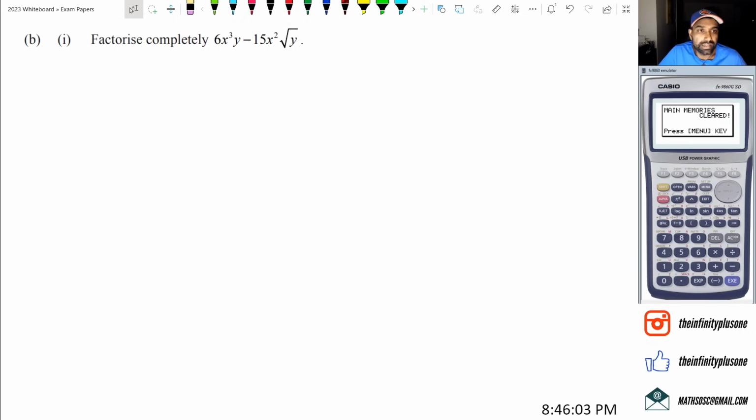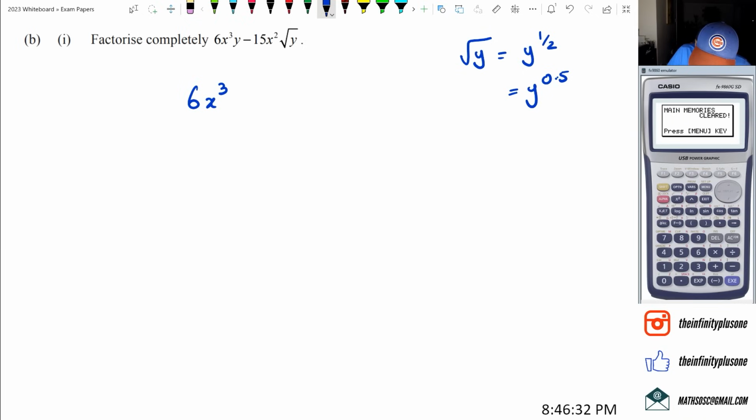What we've got here is a factorize question. So what you guys could do is replace the root y as y to the power of half. So remember that root of y could be written as y to the power of half, or if you prefer to work with decimal points, you could have it as 0.5 as well. So when we look at this, we've got 6x cubed y minus 15x squared y to the power of 0.5. So I'm going to put that as 0.5 for now.